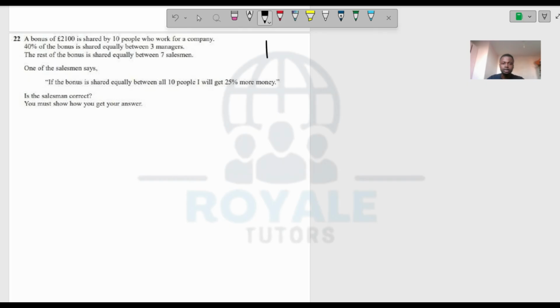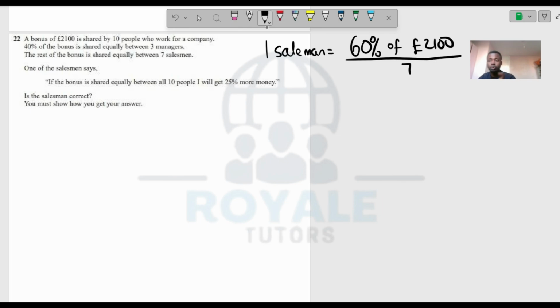So let's see, one salesman is supposed to have the amount shared by salesmen, which is 60% of this, divided by 7 of them. So one salesman is supposed to have that. So it is shared equally among 7 people. So if we check what is 60% of 2,100, that should be 1,260. Then you can divide that by 7. So one salesman ordinarily should have 180 pounds.